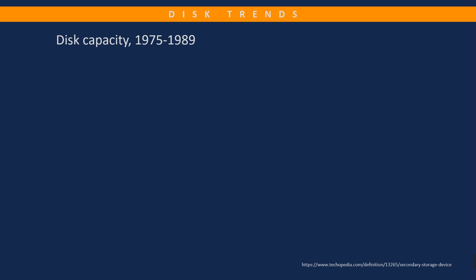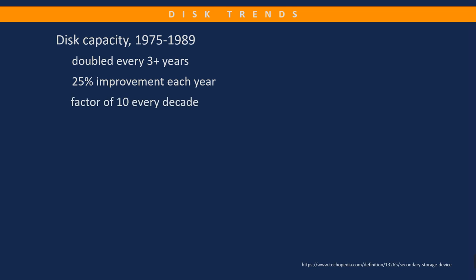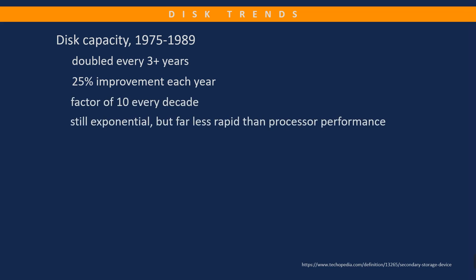The disk capacity during 1975 to 1989 doubled every 3 years. So there was a 25% improvement each year, a factor of 10 every decade. So the growth in size is exponential, but far less rapid than processors' performance.